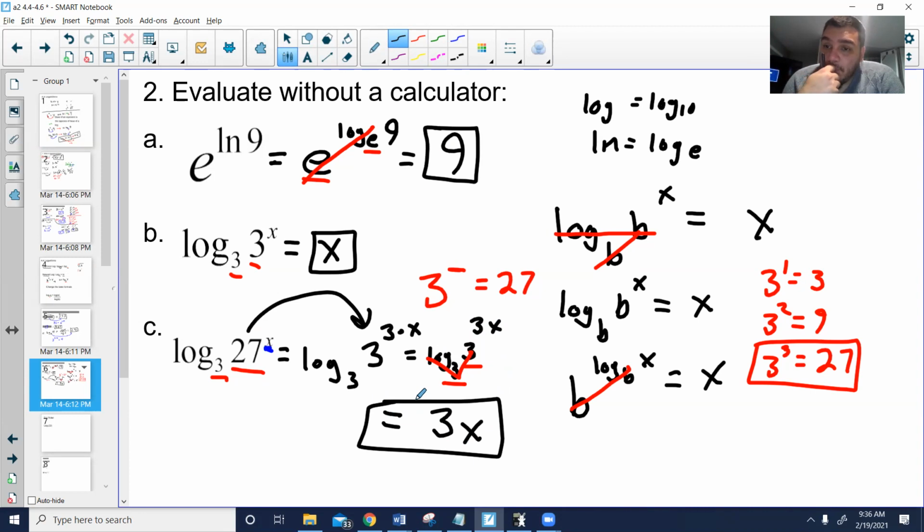Okay. I'm happy to take any questions on this. The key part, though, is you have to figure out what you could change the number here into so it matches the number in the base of the log. What number can I change it into so they match, essentially? Because if they match, then you could cross them out.